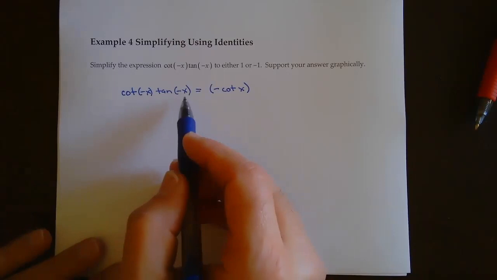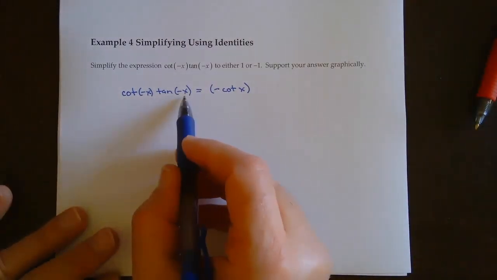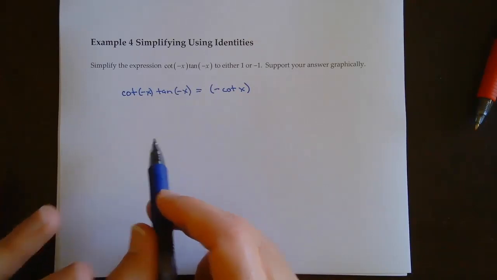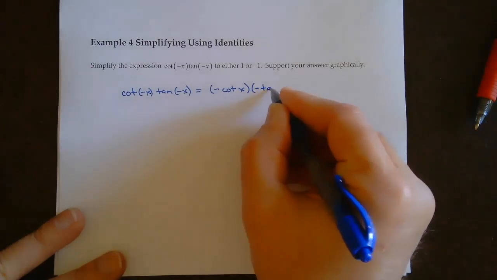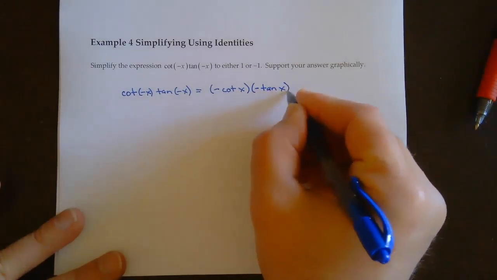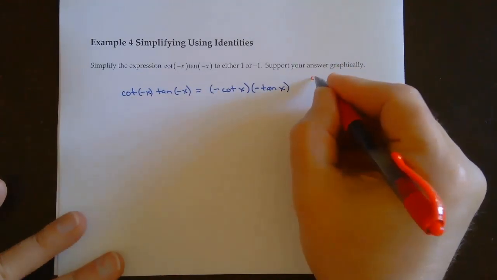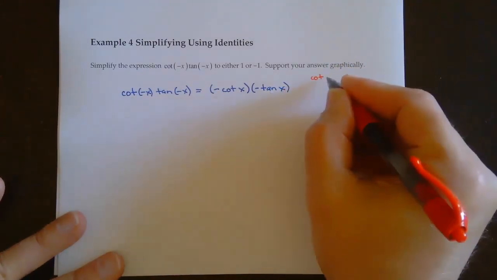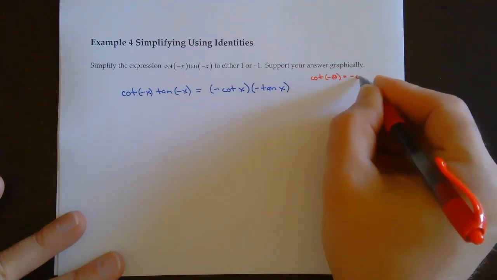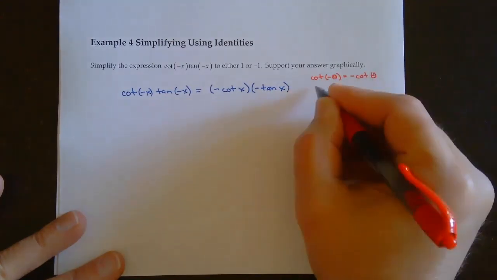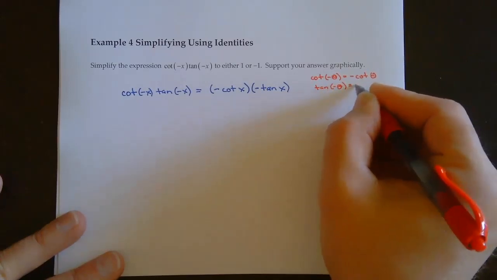Okay, so tan of -x is also an odd-even identity. Tan of -x can be written as negative tan of x. I used these two identities for this: cotangent of negative theta is equal to negative cotangent of theta, and I also used tan of negative theta is equal to negative tan of theta.